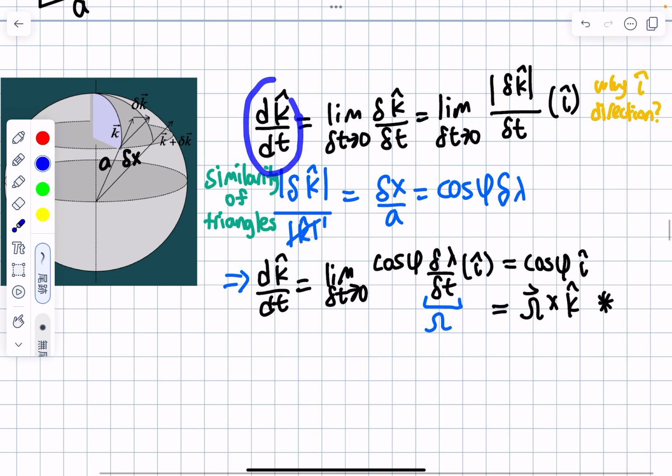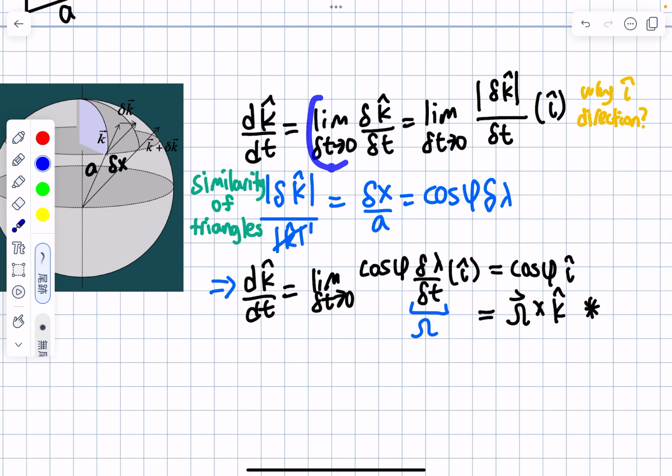So we have dk dt is equal to the limit as delta t goes to 0 of delta k over delta t, which is equal to the limit as delta t goes to 0 of the magnitude of delta k over delta t times i. And again, I'm not sure why it's the i direction. Well, I'm assuming that this is in the i direction. I just don't really have a clear visualization of that.